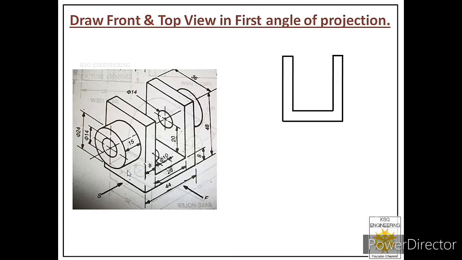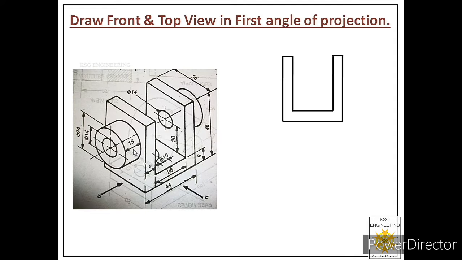Now what will be the height of that rectangle? The height of that rectangle will be equal to the diameter of this cylinder, which is 24 millimeters. And the length of that rectangle will be equal to the length of this cylinder, which is 15 millimeters. So for this particular face, we have concluded that we have to draw a rectangle of length 15 millimeters and height 24 millimeters.